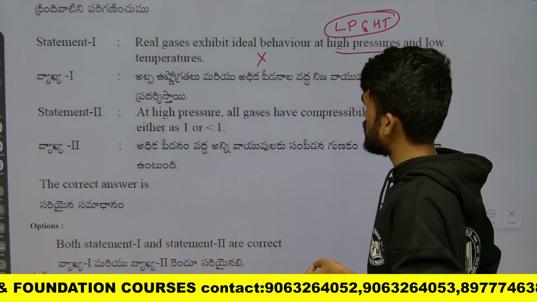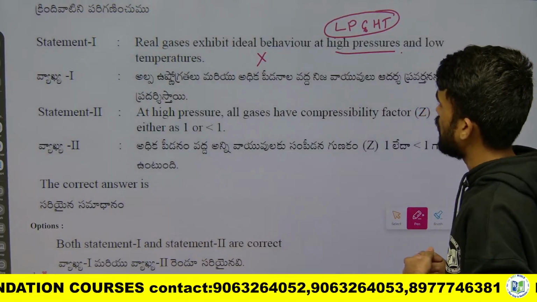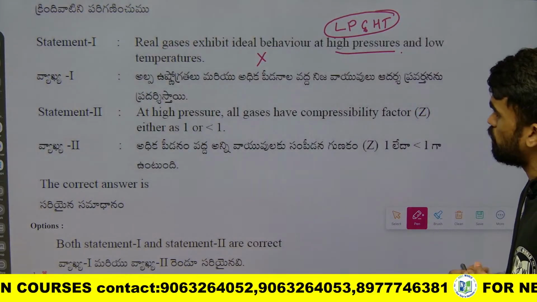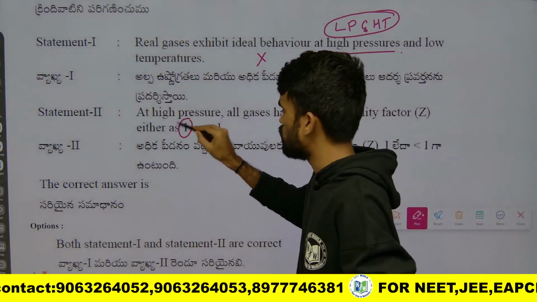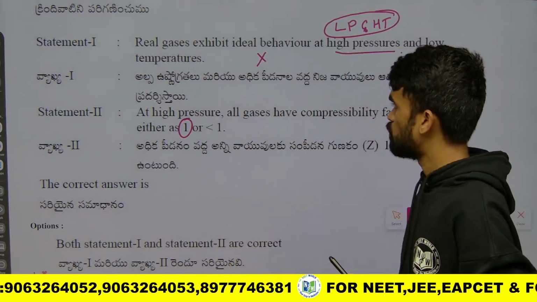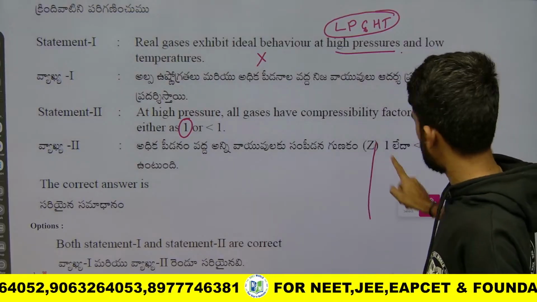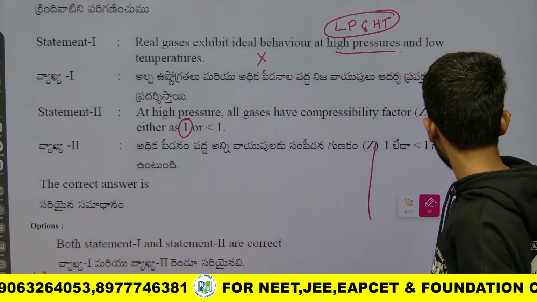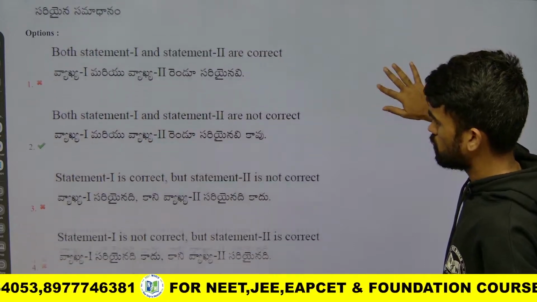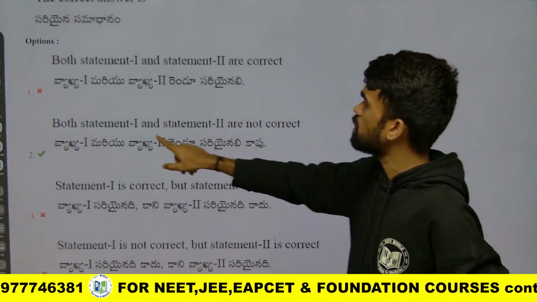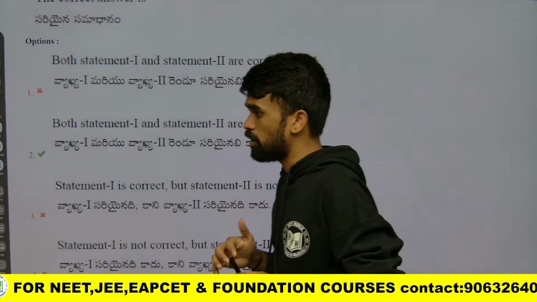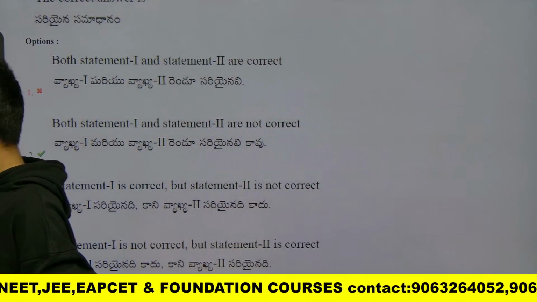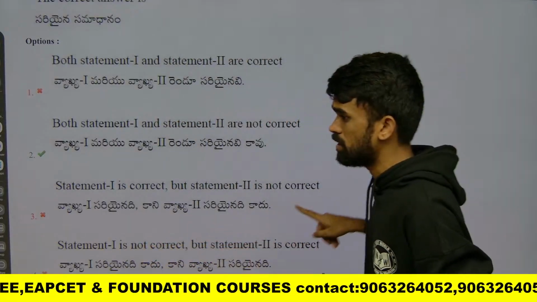Then next, second statement: at high pressure all gases have compressibility factor either less than or equal to 1. No, they do not have 1, right? So you can eliminate both of these options. Yes, both statements are not correct. Why? Because it should not be equal to 1. They should not behave as ideal. Like that you can eliminate the options also.